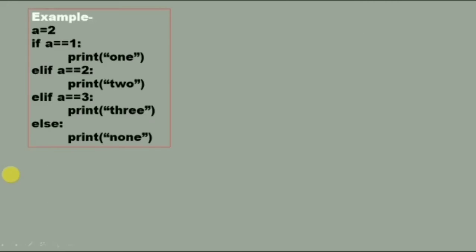Let's take an example. I have written A is equal to 2, then check the condition. A is equal to 1. Now this condition is false, so we move on to the next condition. A is equal to 2. Now this condition is true, so your output will be 2 and we will simply come out of the if statement. See, output is 2.